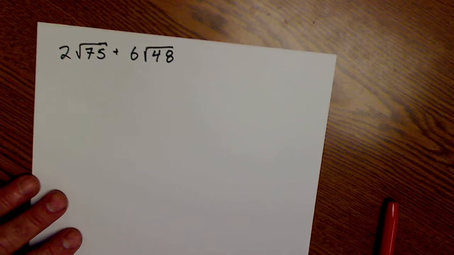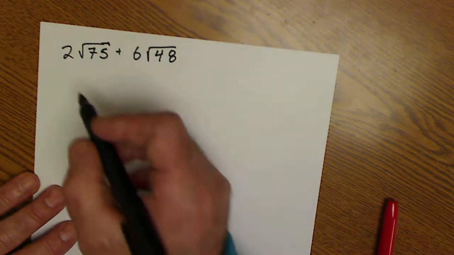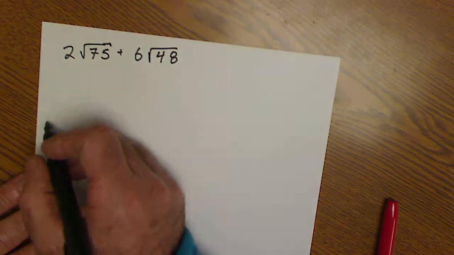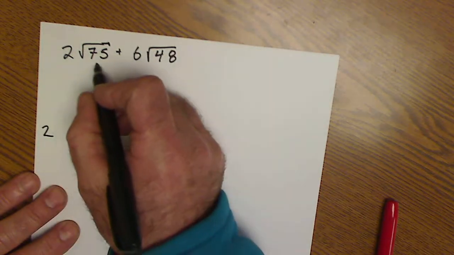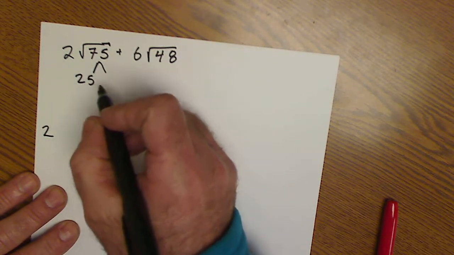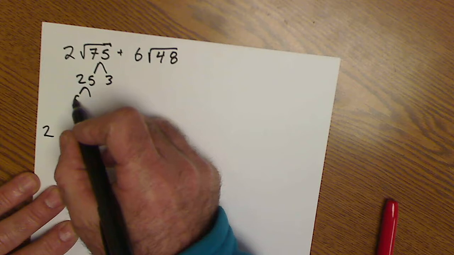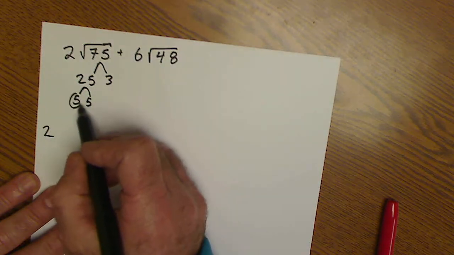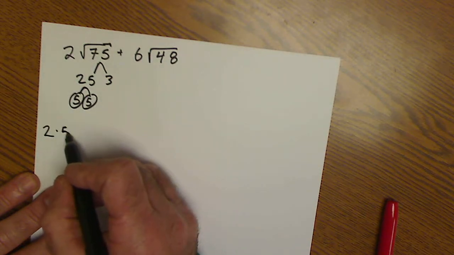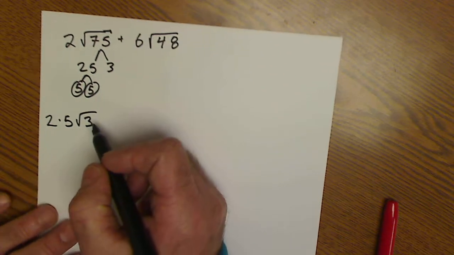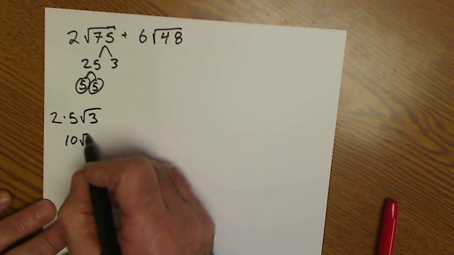Okay, let me do another problem here. It's going to be a little different. I have this 2 out front still. Bring that 2 all the way down here. 75 is a 25 and a 3. 25 is a 5 and a 5. Every pair, 1 comes out, so that 5 comes out. Stays root 3. So that gives me 10 root 3.